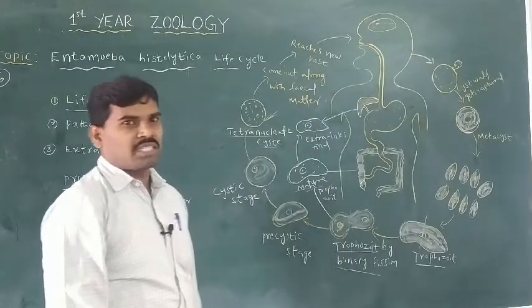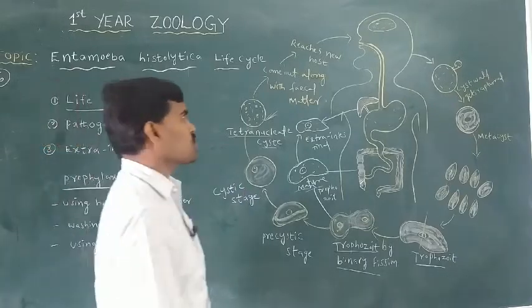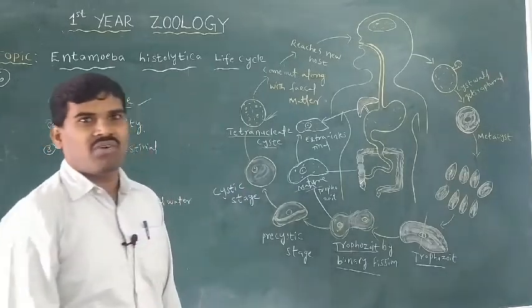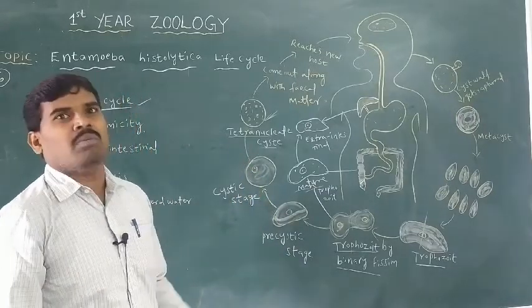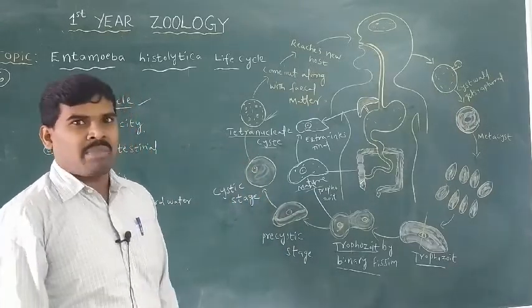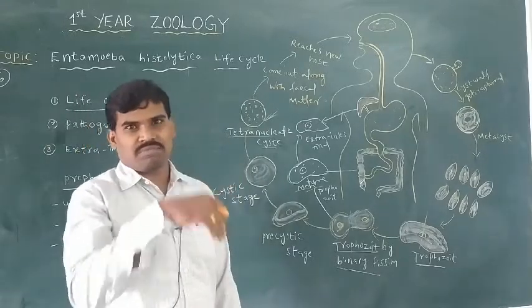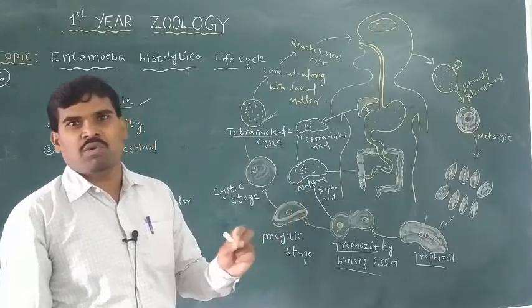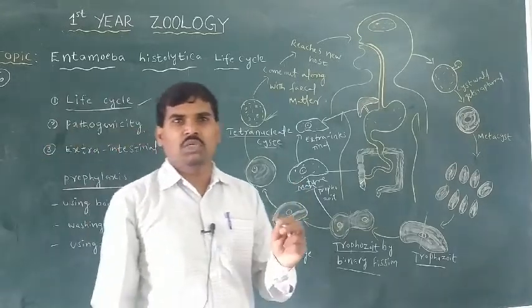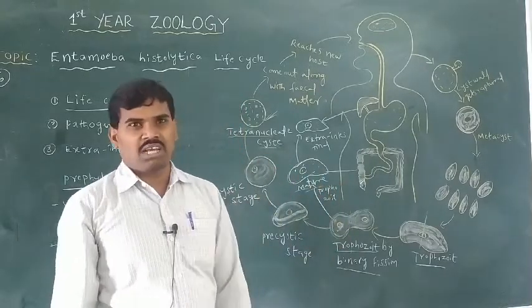The tetranucleate cyst reaches the new host through contaminated food and contaminated water. New host means a new healthy person. Whenever a healthy person consumes contaminated food materials and contaminated drinking water, the cysts enter the body.